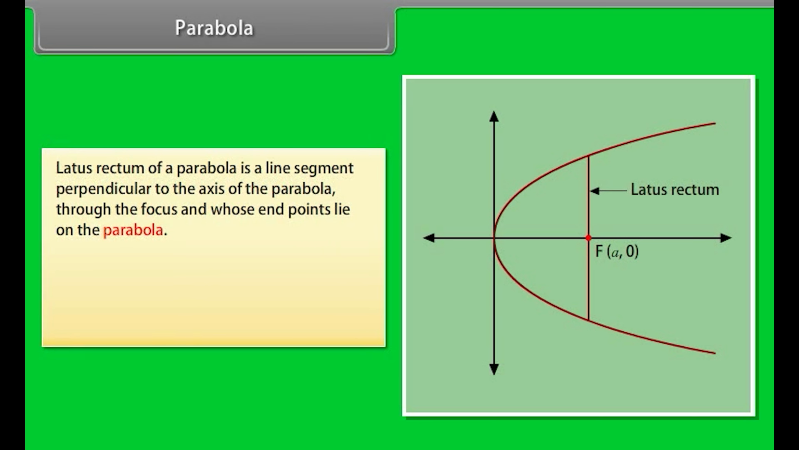Latus rectum of a parabola is a line segment perpendicular to the axis of the parabola through the focus and whose endpoints lie on the parabola. The length of the latus rectum of the parabola y squared equals 4ax is 4a.